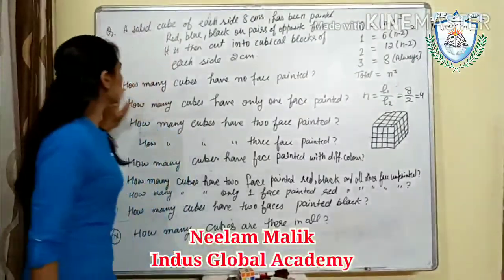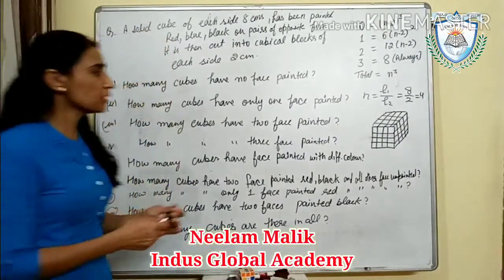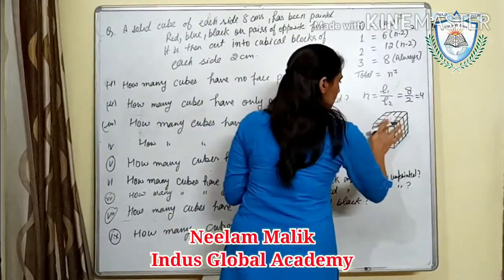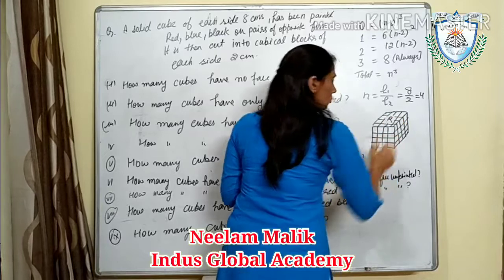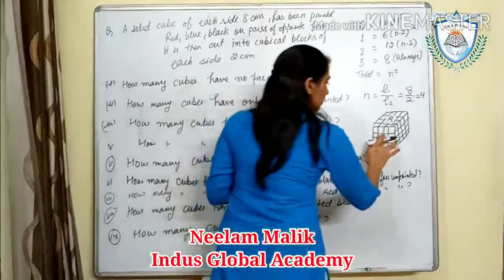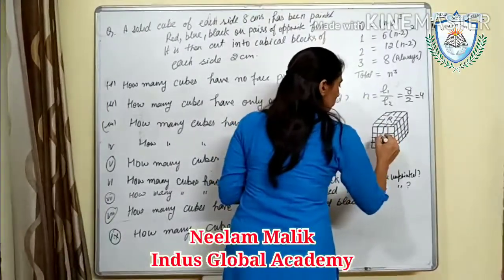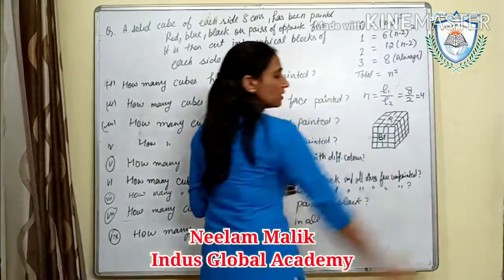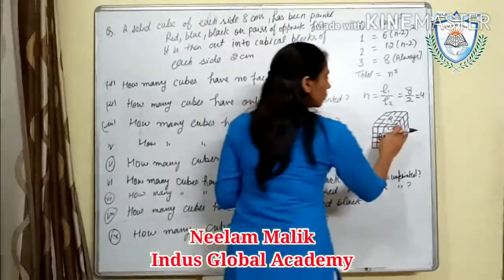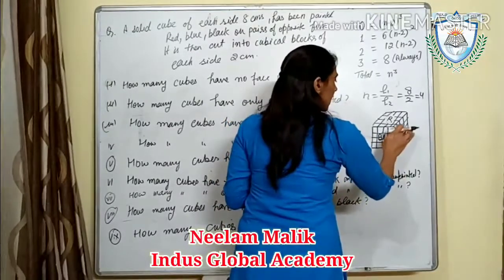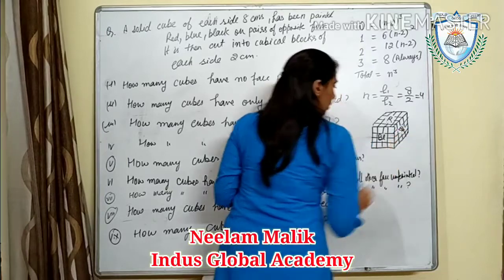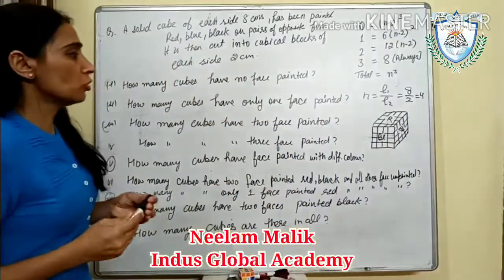So the first question is, and here, if this is red, so the bottom will also be red. If this is blue, so the back side will also be blue, because they are opposites, and this is black. I'm writing here BK for black.